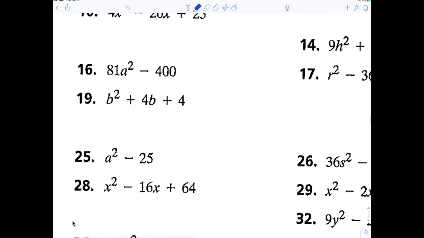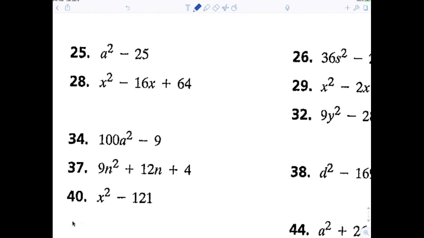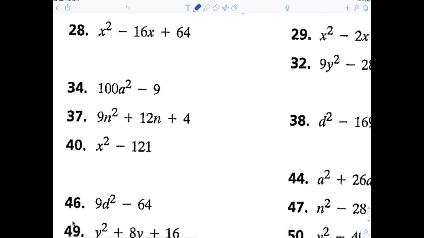Now help me out with number 16, somebody. Harrison? That would be 9a and then plus. Yep, and look how simple that is. Anybody have any questions? Now 25. Somebody help me with that. Exactly. All right, Ava, tell me about 34.